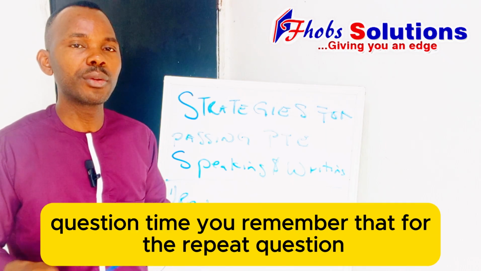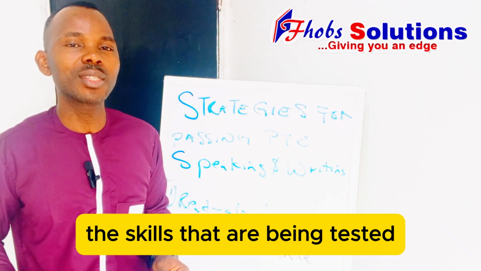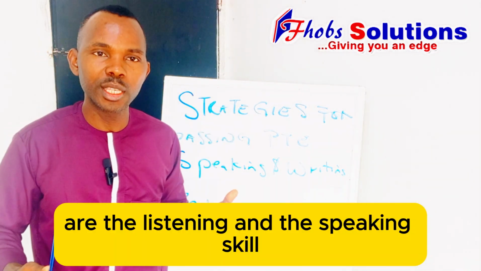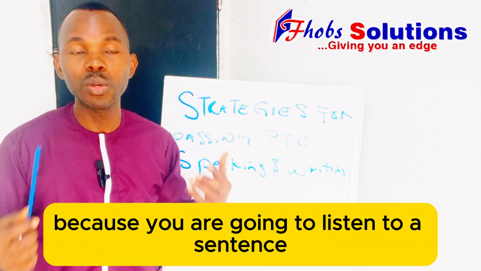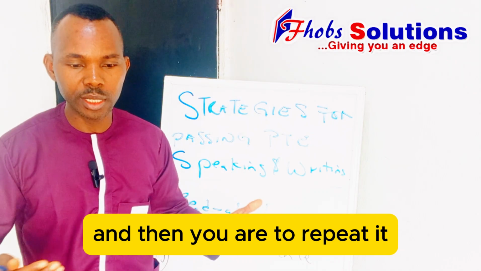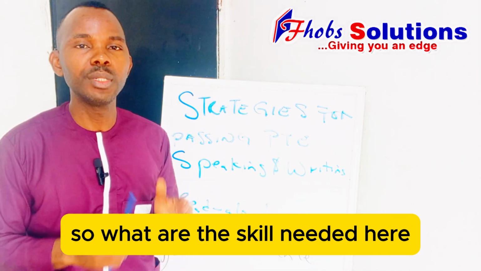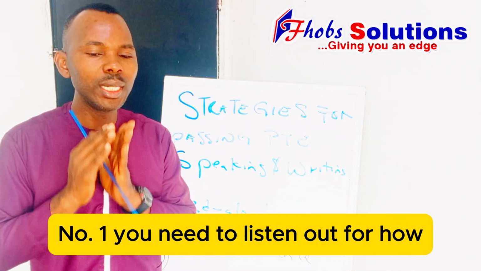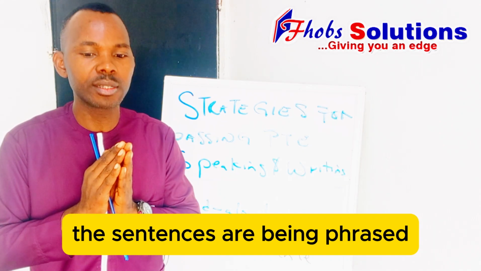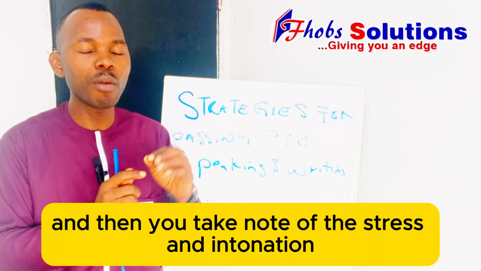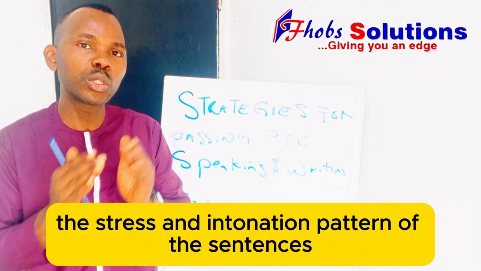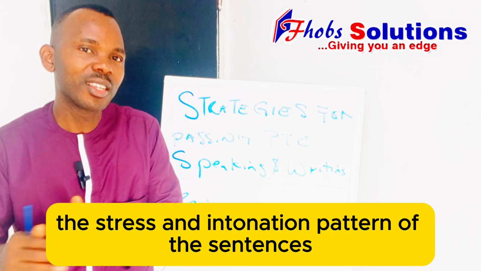Now, the second strategy we'll look at is the strategy for the repeat sentence question type. You remember that for the repeat question, the skills that are being tested are the listening and the speaking skill, because you are going to listen to a sentence which will not be so long, and then you are to repeat it. So what are the skills needed here? Number one, you need to listen out for how the sentences are being phrased, okay? And then you take note of the stress and intonation pattern of the sentences.